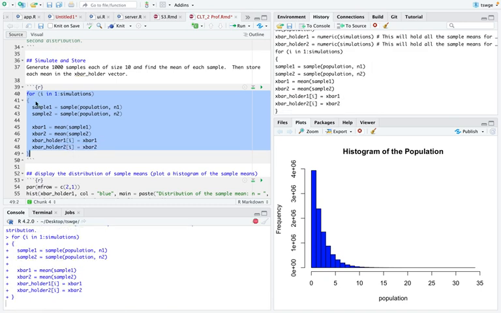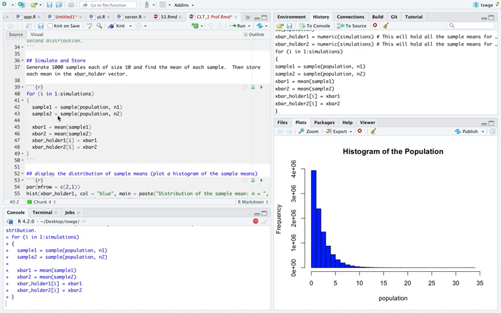Okay, so now we're running a for loop for i in 1 to simulations, where we know simulations is 1,000. So for i in 1 to 1,000, sample 1 is just going to hold the sample. It's going to sample from the population 10 times, because N1 is 10. It's going to take a random sample.